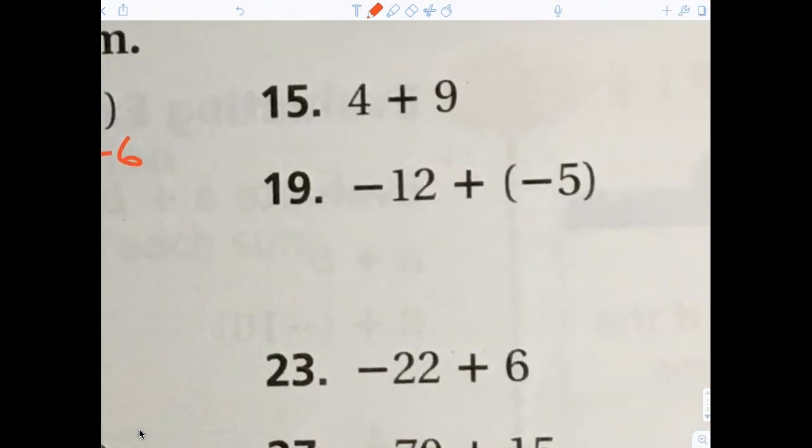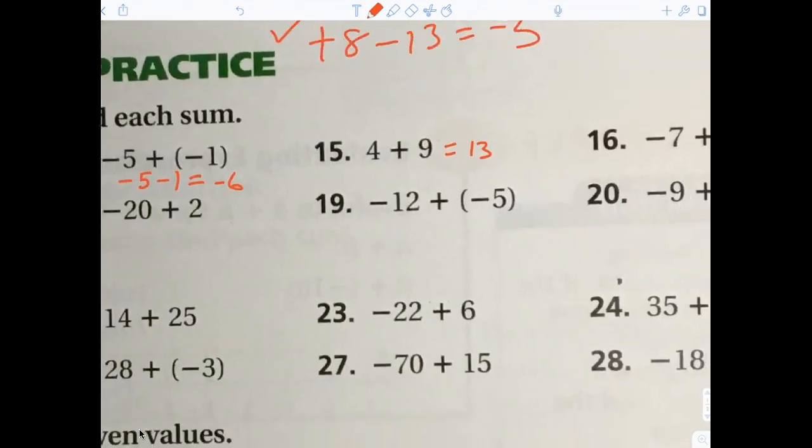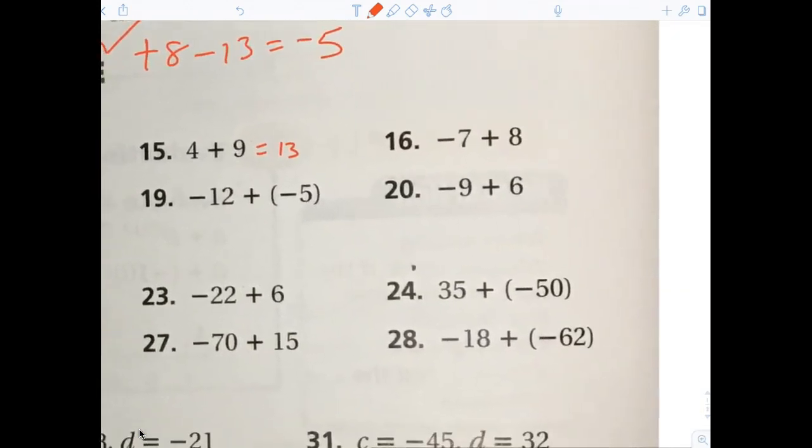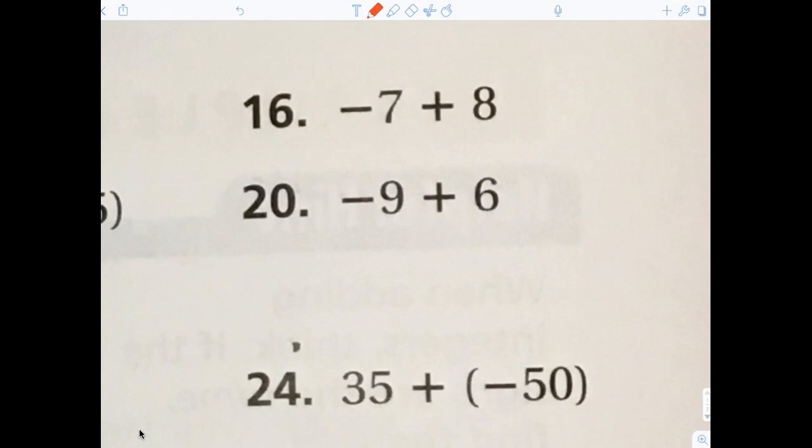We're not even doing that one. 13. All right, everybody put 13 down. Okay, Jack, you're up. What's negative 7 plus 8?